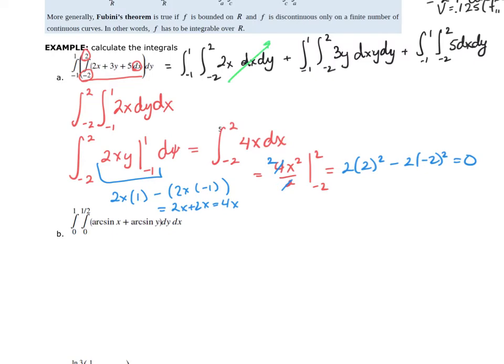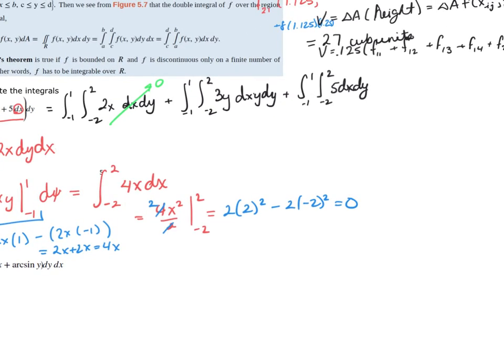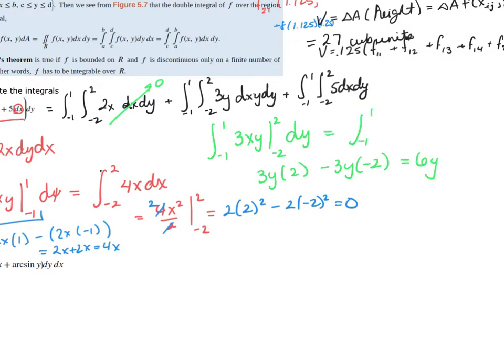So we know that this thing ends up going to 0. So I'm going to take a look at my second term, and I'm going to do it with respect to x first because I'm going to treat 3y as a constant. So then this ends up becoming the integral from -1 to 1 of 3xy evaluated from -2 to 2 dy. So I have 3y multiplied by 2 minus 3y multiplied by -2. And this is going to give me 6y. So this is going to give me the integral from -1 to 1 of 6y dy.